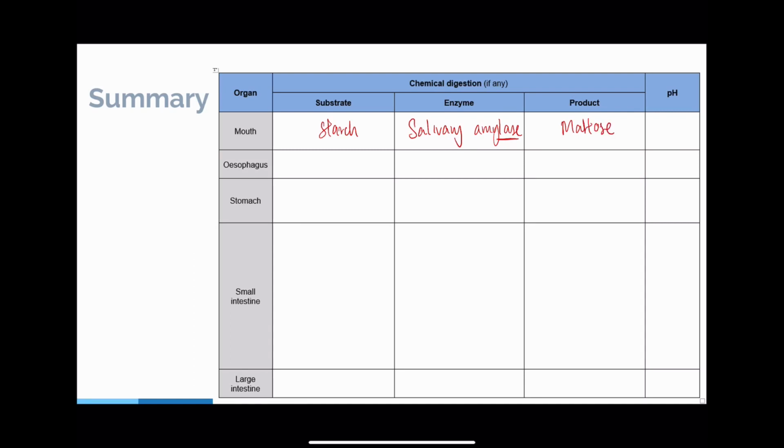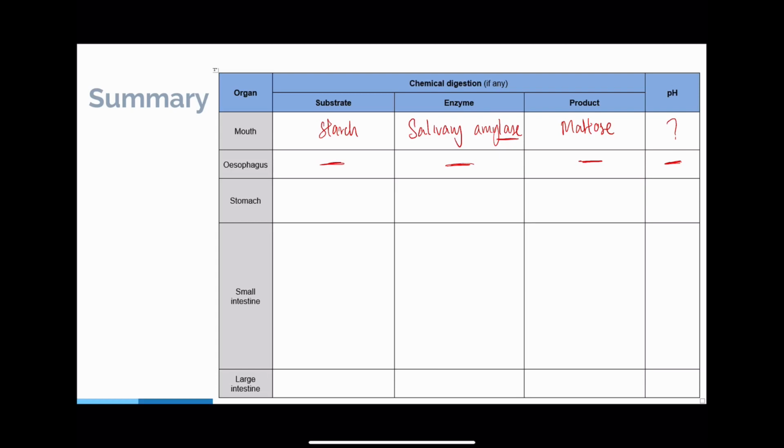In the mouth, it has a certain pH. Just go and fill it in, based on your notes. In the esophagus, there's no enzyme, no substrate, and no product. And the pH is also not something that's that important to you. Can you do the remaining 3 rows in a similar way? Try to list down what are some of the enzymes.